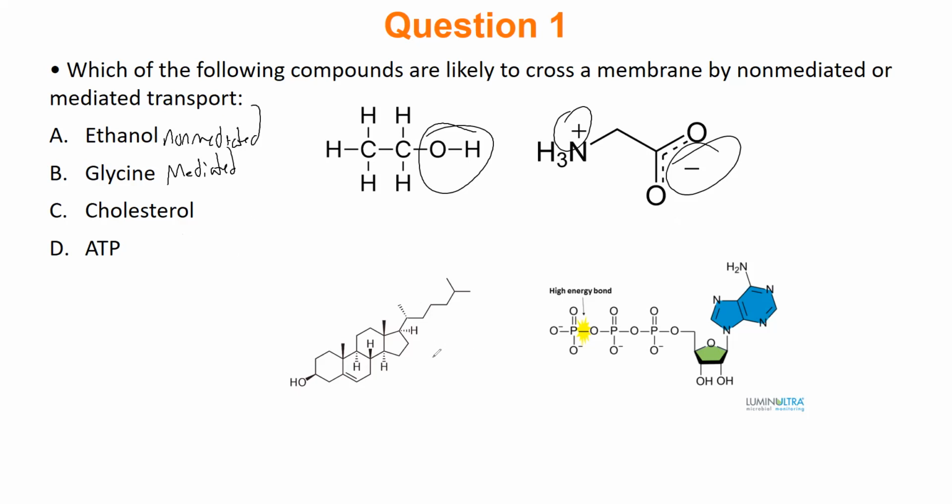Cholesterol is big and has a little OH group, but it's mostly nonpolar. That's non-mediated. Cholesterol could go right through the membrane, doesn't need a transporter, while something like ATP, very negatively charged, would definitely have to be mediated, although I'm not sure why you would dump ATP out of the cell to begin with. But if you did want to do that, you need some kind of transporter because it's not going to diffuse. So any questions about what type of molecules would or would not need mediated transport?